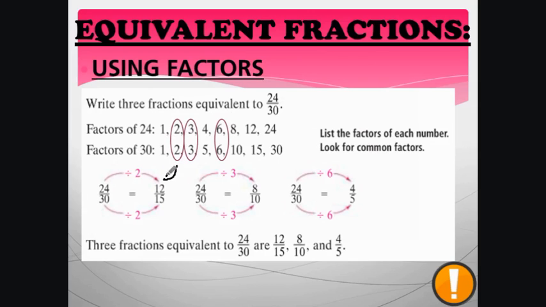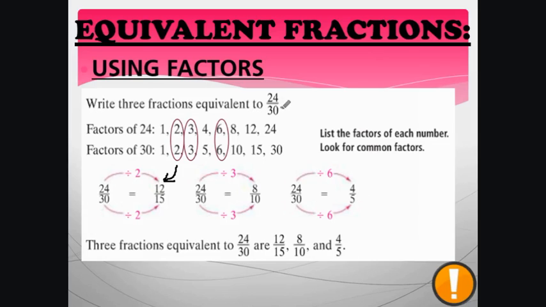If we take a look here, we take our original fraction, 24/30, and we're going to divide the numerator and the denominator by 2 to equal an equivalent fraction of 12/15. We do the same thing with another common factor of 3. We're going to divide both the numerator and the denominator by 3 to calculate an equivalent fraction of 8/10. And then the same with the factor of 6. We're going to divide both the numerator and the denominator by 6 to equal 4/5.